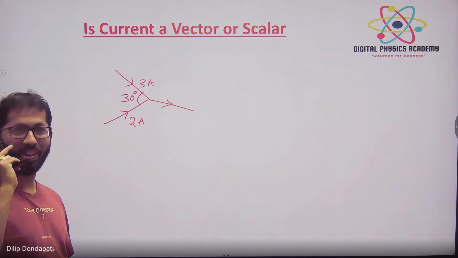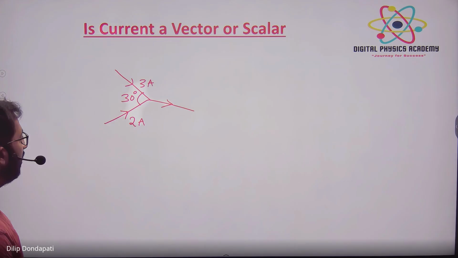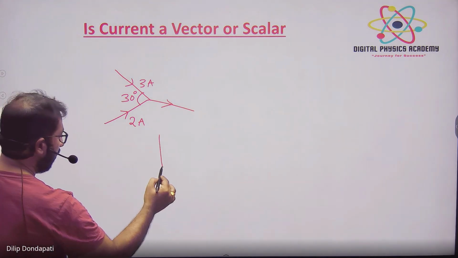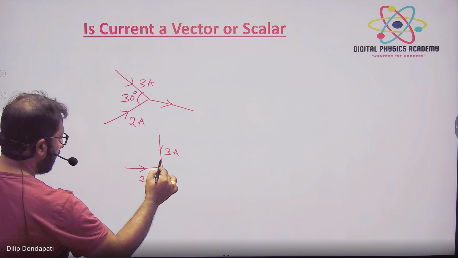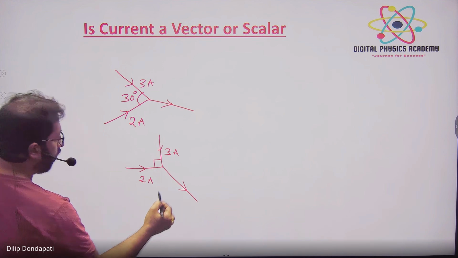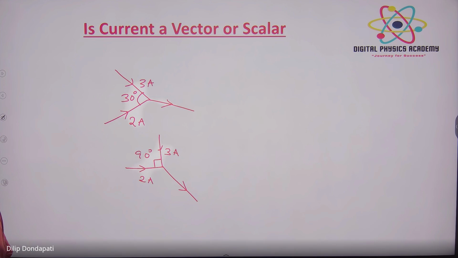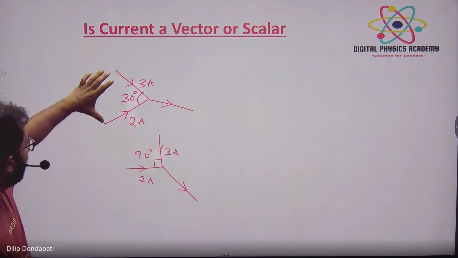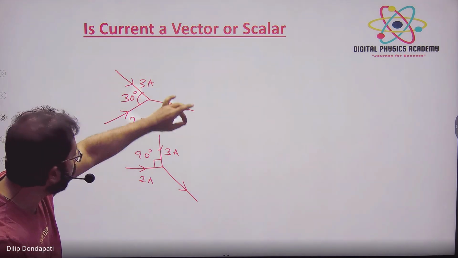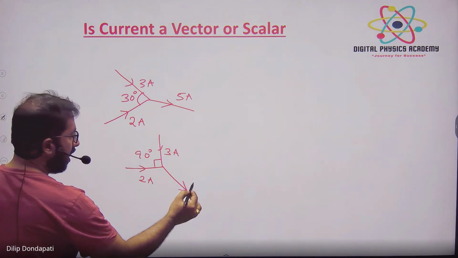Mic testing 1 2 3. Can you hear me? Tell me, 3 ampere, 5 ampere, how much current will flow here? In this one, 3 ampere, 2 ampere, the angle is 90 degrees. So how much current will flow in this? Tell me. The angle is 90. Satvik, tell me. Look, 3 ampere and 2 ampere together, 5 ampere will flow.